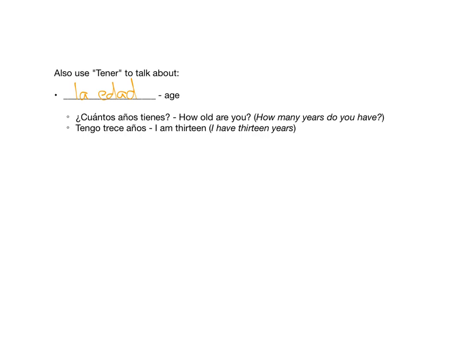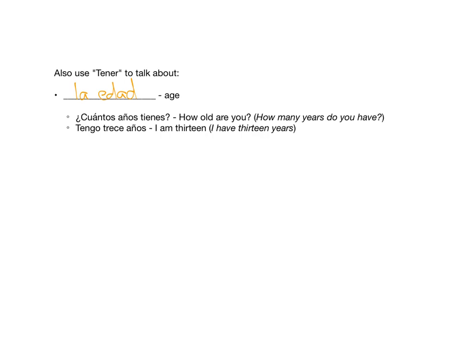But this is a really important way, especially because we know the numbers. Really important way to use tener. So we use tener to talk about edad, which is age. So when you ask somebody ¿cuántos años tienes?, that literally translates to how many years do you have?